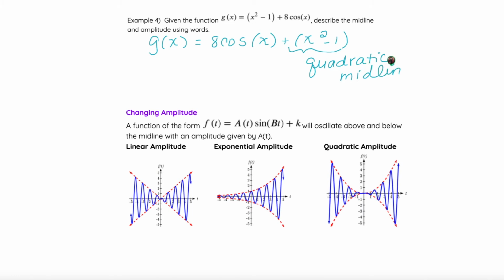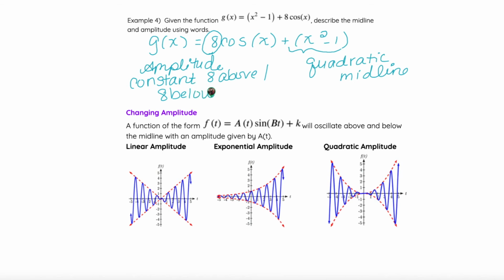And based on that midline, we know that our amplitude is constant, 8 above and 8 below that quadratic midline.